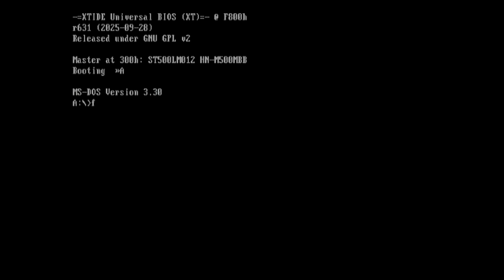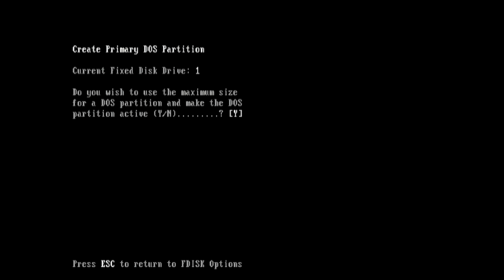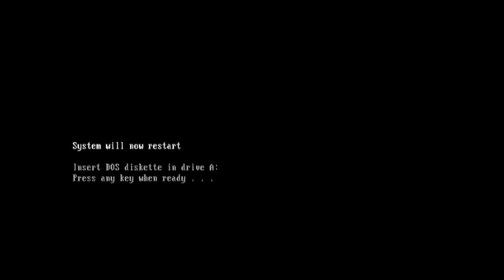I'm going to do fdisk first of all. Display partition information. So it says that there is a disk drive there, but there's no partitions defined, which is what we expect. Now we're going to create the primary DOS partition. We're going to make it active after we've finished. There is a little delay as it goes off to look at the disk. Now we need to reboot.